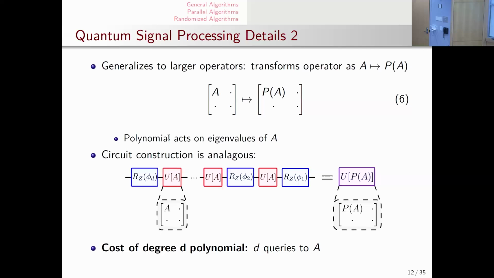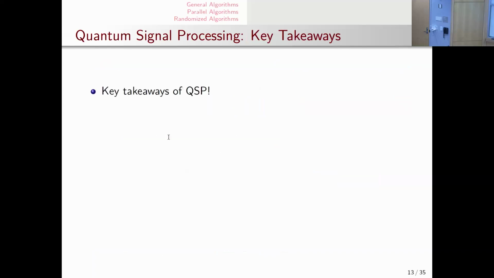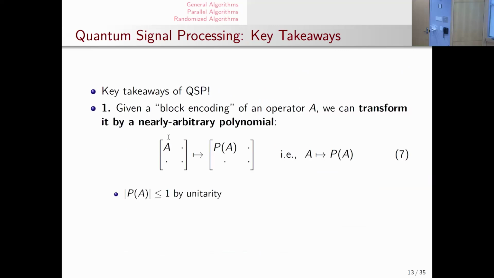To summarize, there are two key takeaways from quantum signal processing that I want to emphasize. The first one is that if we're given a block encoding of an operator A, we can transform it to a nearly arbitrary polynomial. Effectively, we're going from an operator to a polynomial of that operator, where the only constraint is that the magnitude needs to be less than 1, because otherwise this operation wouldn't be unitary. But you can imagine some rescaling of whatever target polynomial you have in mind to meet this condition. So it's a very large class of polynomials that can be generated.